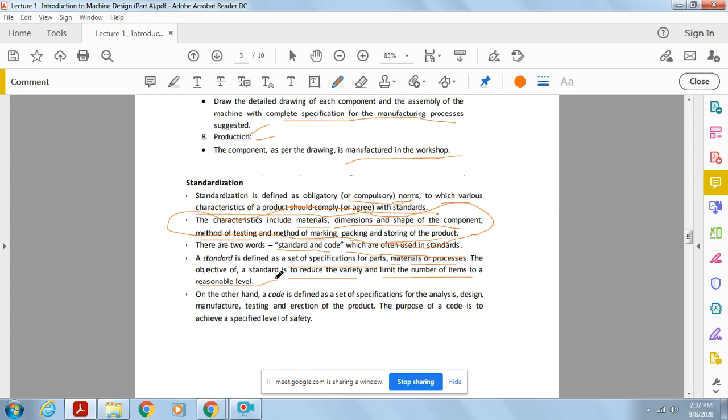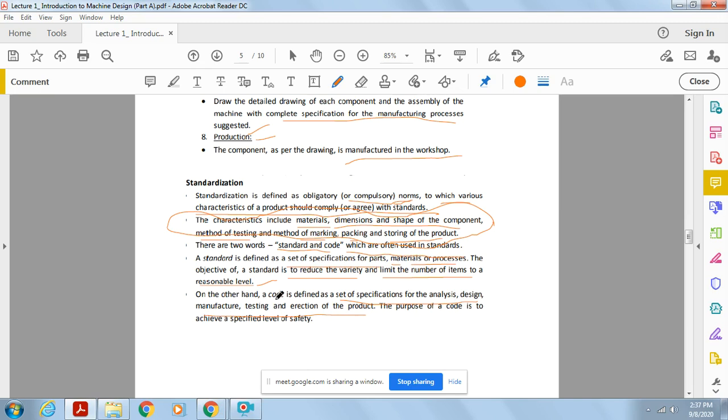On the other hand, a code is defined as the set of specifications for the analysis, design, manufacture, testing and erection of the product. So here you see there is a basic difference between standard and code. A standard defines the set of specifications for parts, materials and process. But other parameters, apart from material and process, like design analysis, manufacture, testing and erection, come under the code.